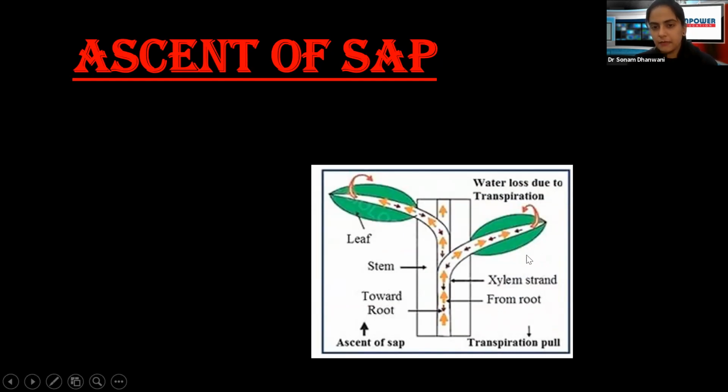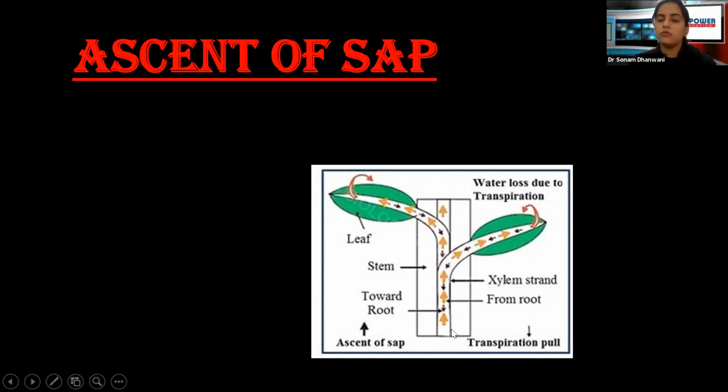Stem है, ठीक है, बाहर leaves है, ये पूरा column है, tree का, plant का, whatever you can call it. This is towards the root, then it is saying from root, then it is saying stem, then it is showing the leaf, and then it is showing water is lost through transpiration. Correct? So what do you make out of this? Don't you think the water is moving upwards?